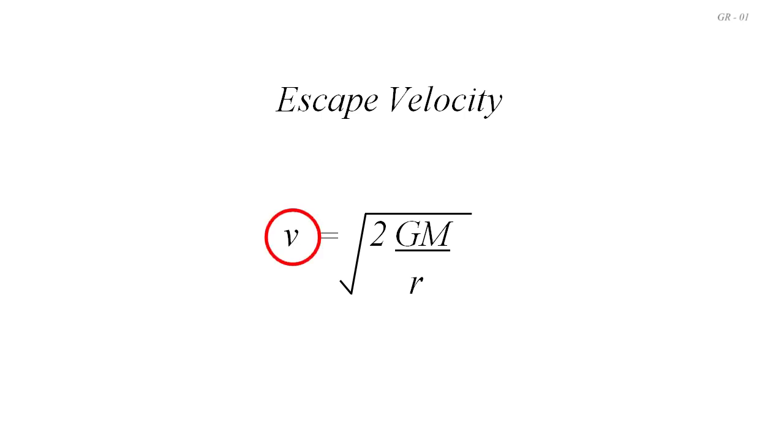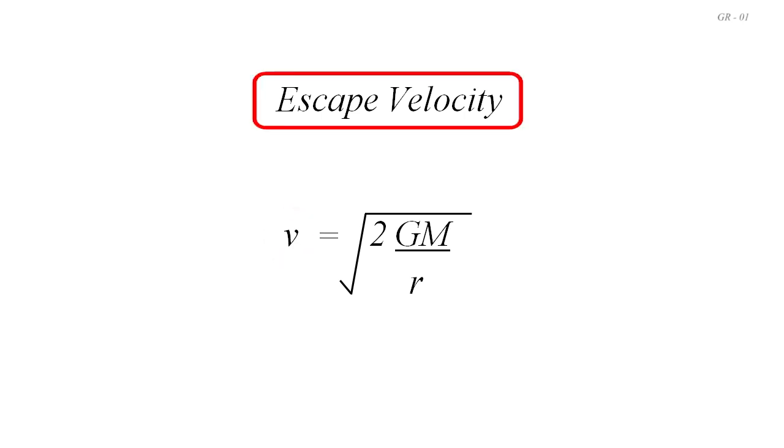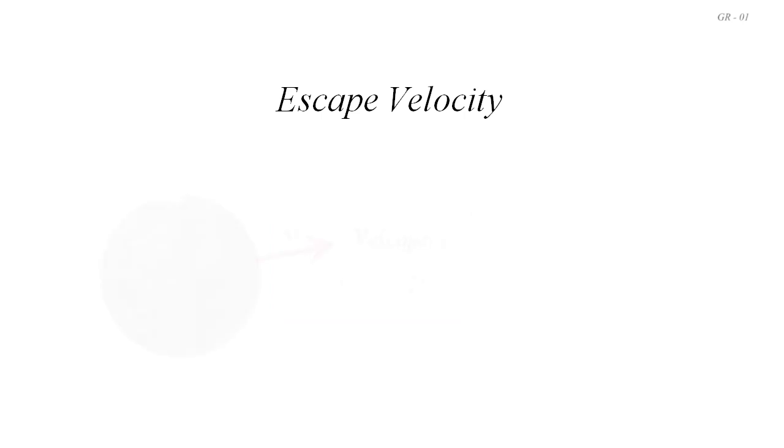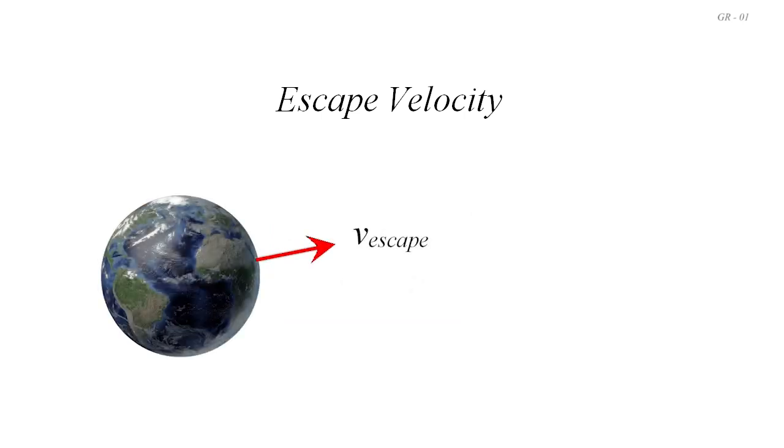And this v is known as the escape velocity, and as you can see, it is independent of little m. In other words, it's the same for every object at this distance little r from a mass capital M. For example, the escape velocity of any object from the surface of the Earth is around 11.2 kilometers per second, or 25,000 miles per hour.